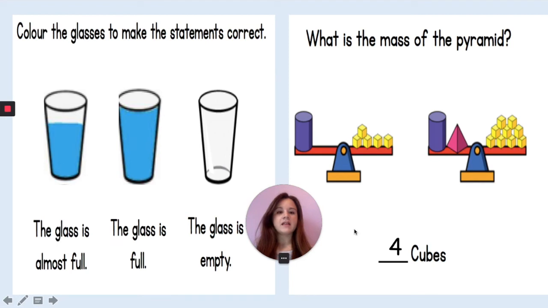Now this was a really tricky question. What is the mass of the pyramid? So we can see that the cylinder is 1, 2, 3, 4, 5 cubes. But when we have the cylinder and the pyramid, they weigh 1, 2, 3, 4, 5, 6, 7, 8, 9. So get 9 fingers. And then we are going to take away 5 from the cylinder. 1, 2, 3, 4, 5. We are left with 4. So that means that the pyramid is 4 cubes.